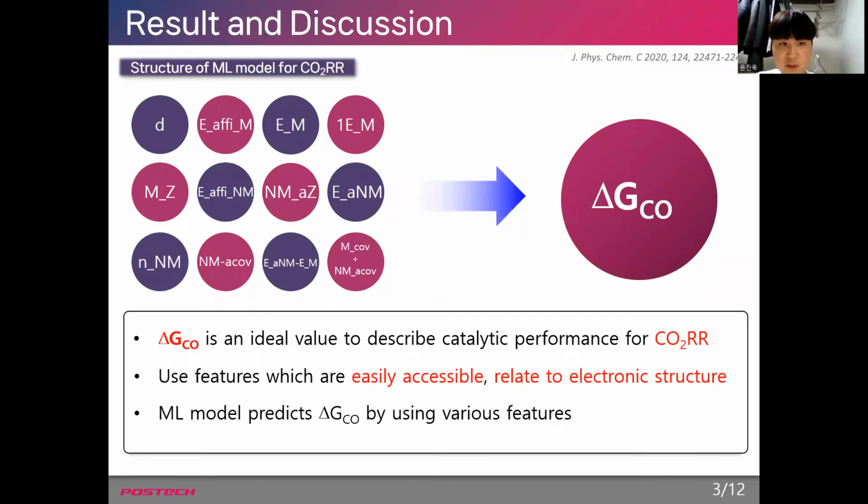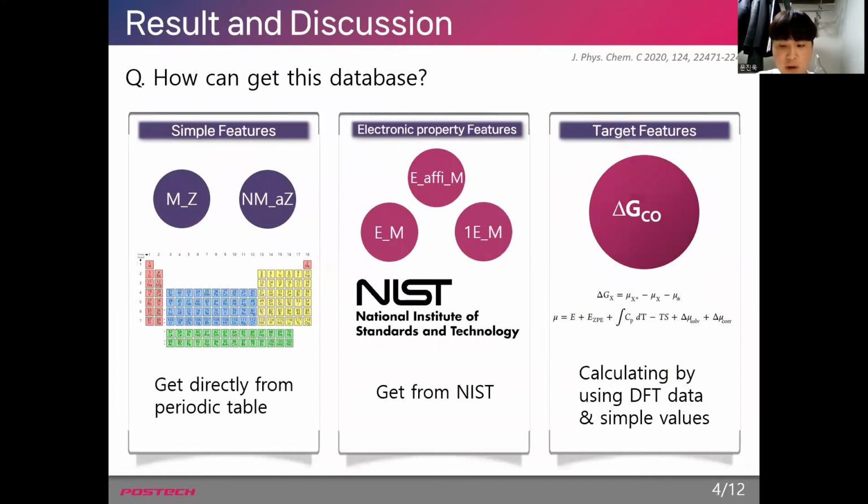Since delta GCO is an ideal value to describe catalytic performance for CO2RR, ML is constructed using this as a target feature. As input features, we select features which are easily accessible and related to the electronic structure. The ML model in this research predicts the target feature, delta GCO, using multiple input features, including the above 12 features. If so, how can we get the database used for training?